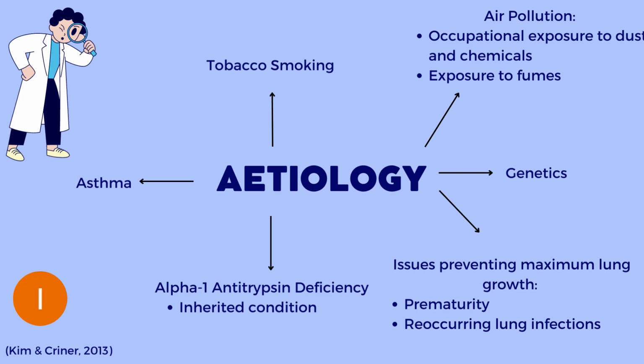COPDs develop gradually over time and are usually a result of a combination of risk factors such as tobacco smoking, air pollution, issues occurring in the early stages of life such as prematurity, and recurring lung infections that prevent maximum lung growth, asthma, and a rare genetic condition called alpha-1 antitrypsin deficiency. But the most common cause for developing COPDs, and specifically chronic bronchitis, is tobacco smoking.